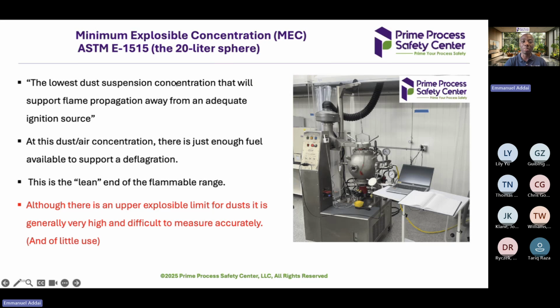Normal tests are done using the 20-liter sphere with a 2.5 kg igniter. The same way, you disperse the dust into the dispersion chamber with air at 21 bar, and with the help of the ignition source, you're able to get ignition. If the material is below the minimum explosive concentration, you are not supposed to see any ignition.